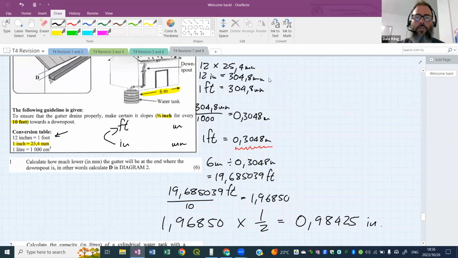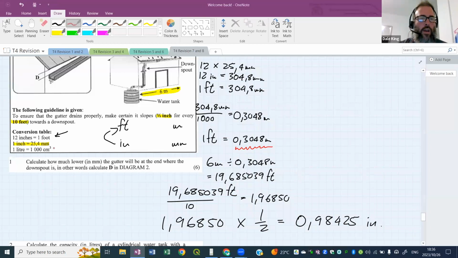I hope you guys are all happy so far. This is how many inches I've got to drop this gutter. Are we done? Is that it? What do you guys think? Good, I'm glad you're saying no. Because they don't want it in inches. They want it in millimeters.